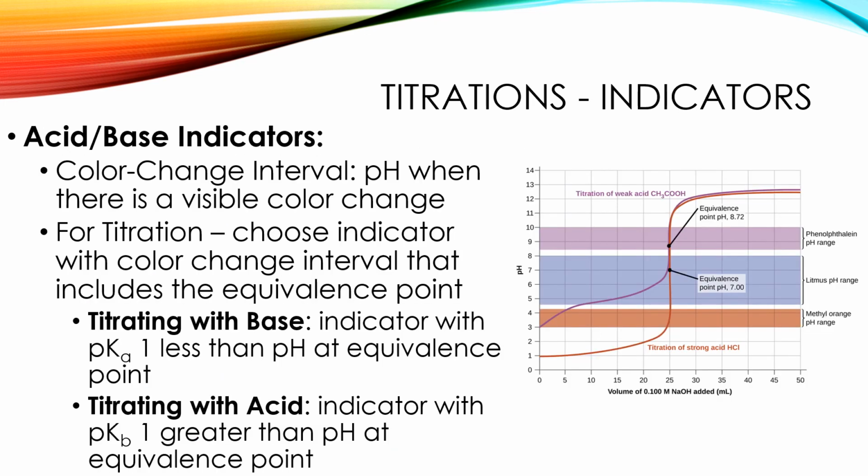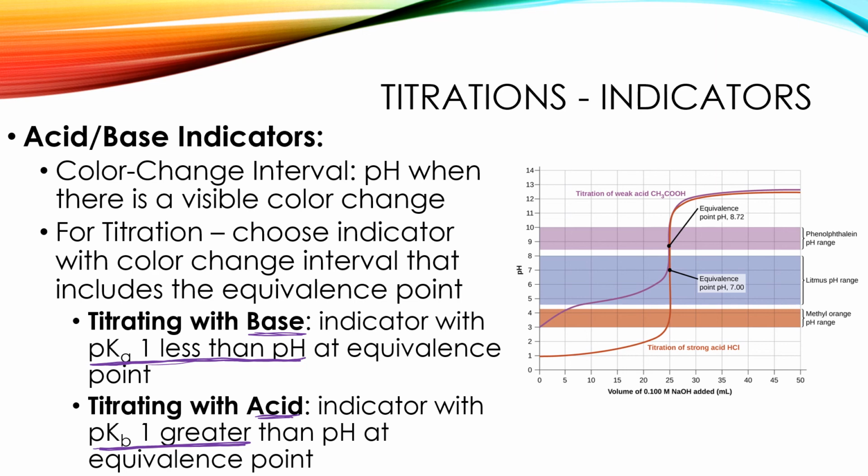All different indicators have different color change intervals, meaning what pH range the color actually changes. So for titration, we want to choose an indicator where the color change interval includes the equivalence point. Because if we pass our equivalence point and the color still hasn't changed, we're not getting any use of our indicator. So when we are titrating with a base, we always pick an indicator with a pKa around 1 less than the pH at the equivalence point. For the base, we want 1 less. And then if we're titrating with an acid, we want an indicator with a pKb 1 greater than the pH at the equivalence point.